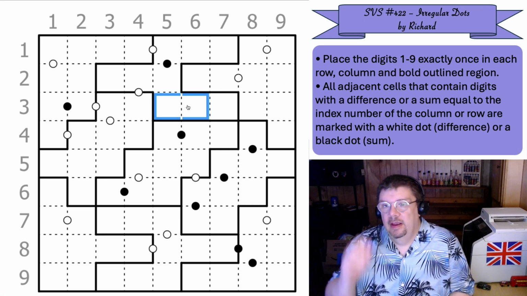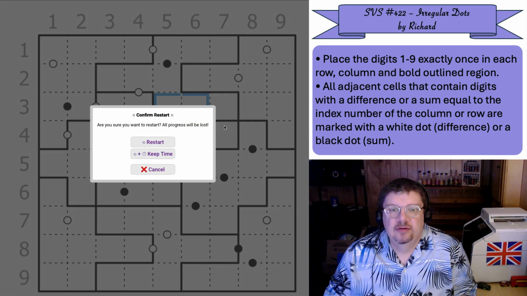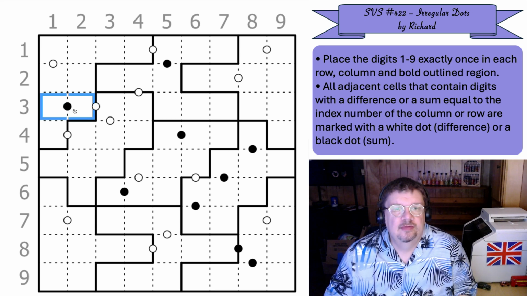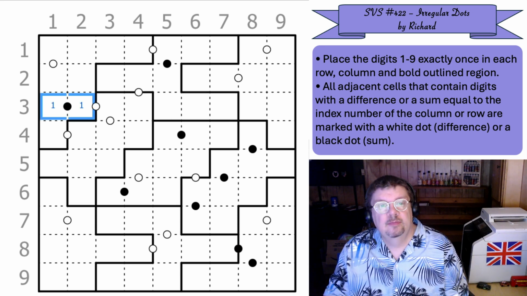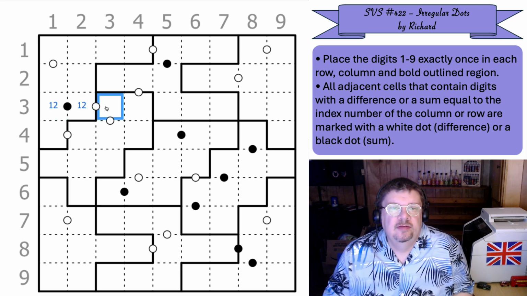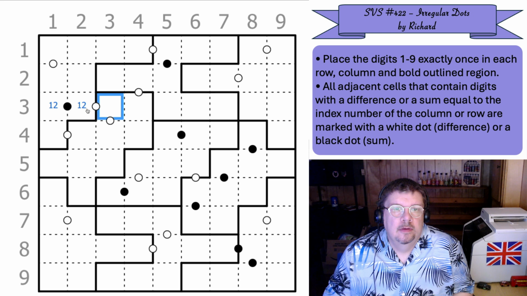difference of 3 or a sum of 3. Okay, I am now going to restart the puzzle to reset the timer, and let's begin. Okay, summing to 3 must be 1 and 2. Difference of 3. So 5 or 4. So 5 minus 2 would be 3, 4 minus 1 would be 3.